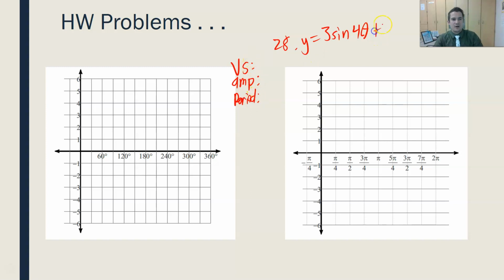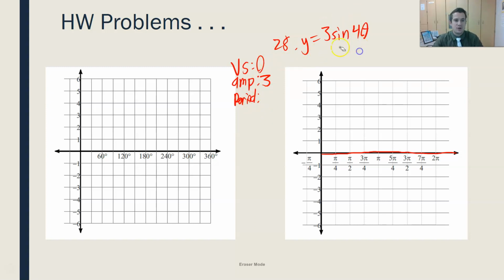Well, there's nothing being added on the end, so there's no vertical shift, which means my midline is still going to be at 0. Is there an amplitude change? Yes, my amplitude is going to be 3. Is there a period change?